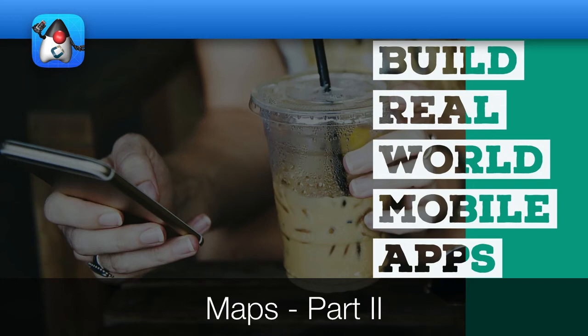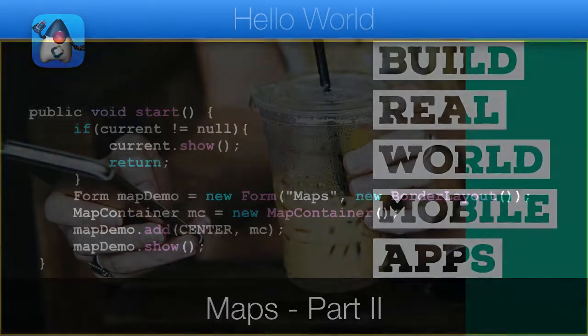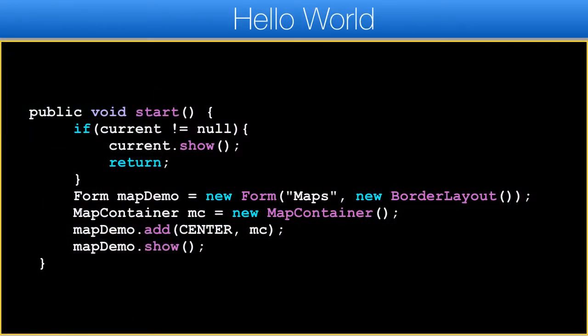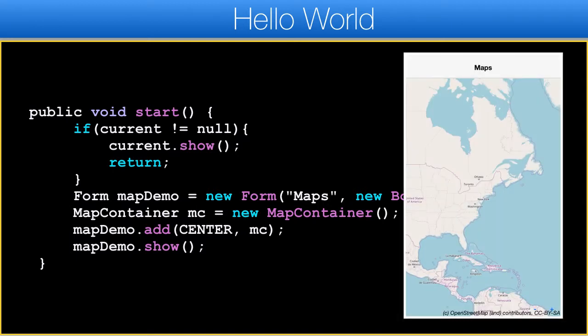Now that we have maps installed and have the keys, let's proceed to the Hello World stage. The obvious Hello World is this thing. We just create a map container and show it. This looks awful. That is the map component with OpenStreetMap. It takes a while to load and isn't exactly attractive.